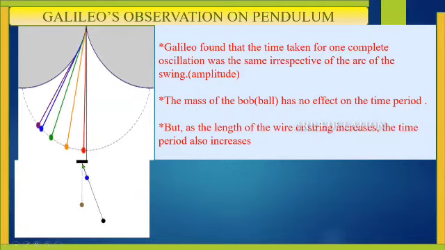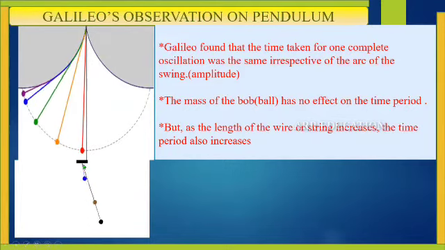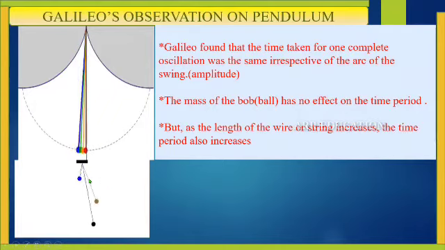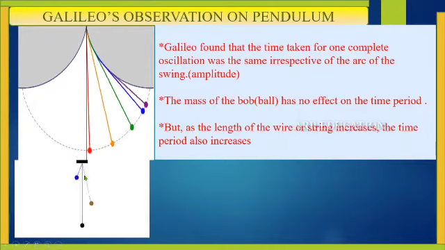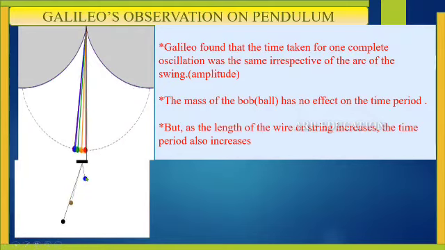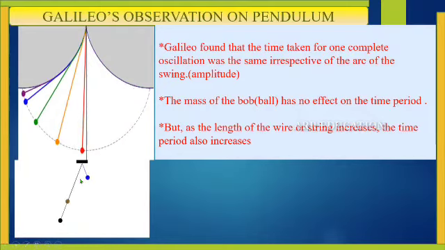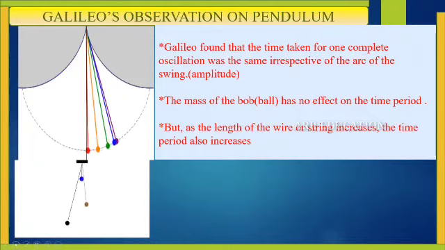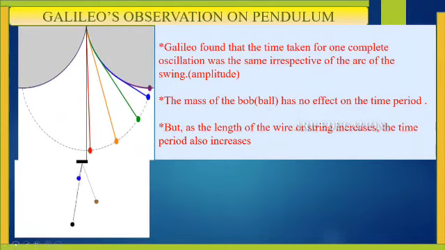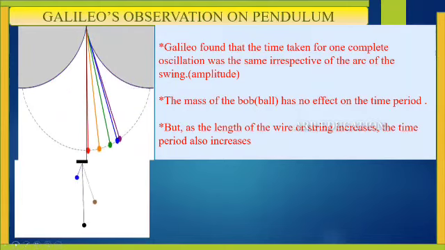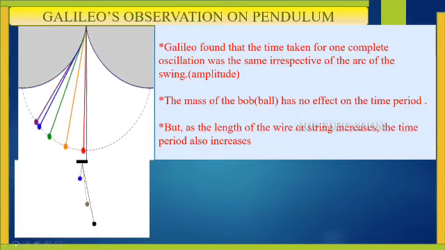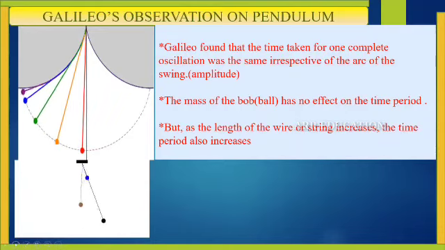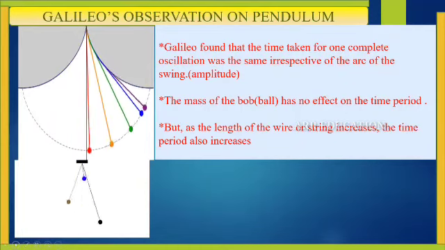So in this diagram, you can see that this longer pendulum is taking more time for one complete oscillation. This second one is taking a little less time, and this one is taking a very short time period. So if you want to make a pendulum which has a longer time period, you have to increase the length of the wire or the string. And if you want to make a pendulum which has a shorter time period, you need to decrease the length of the wire or the string.